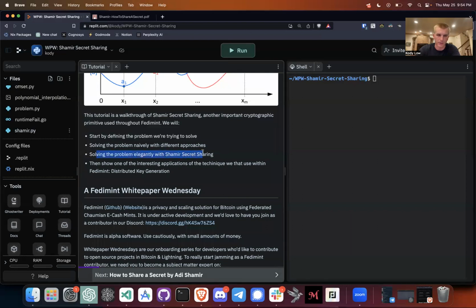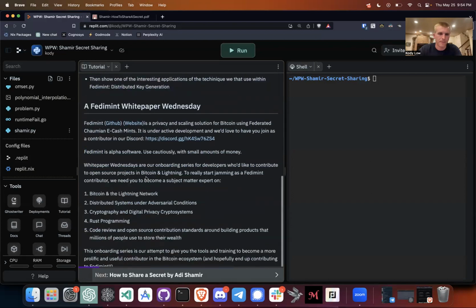Then we'll solve the problem elegantly with Shamir secret sharing, and show how to do distributed key generation, which is very core to Fedimint. As guardians, we're trying to be Byzantine fault tolerant, such that a couple of us could go malicious. How do we generate a secret in such a way that no one actually knows what the secret is, but we're all able to arrive at the public key associated with that secret, right? It's a very cool trick that we do, right?